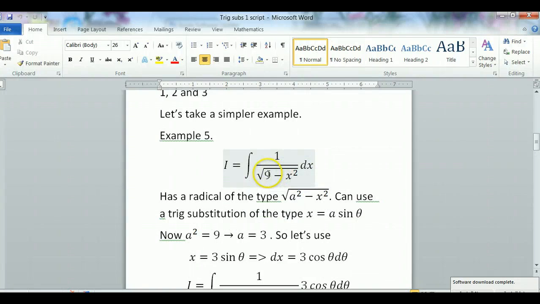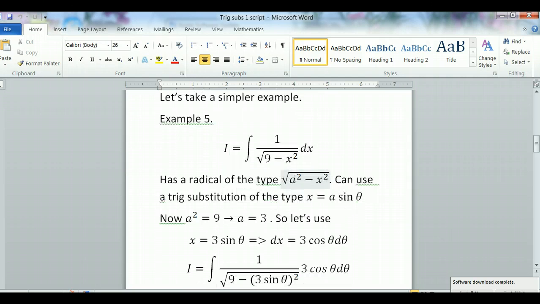Well, you can say that it is an integral of the type where you have a number minus an x squared. So we like to call that type a squared minus x squared, where a squared is the square of a number. Whenever you have a radical where you have a number minus x squared, the best bet is to use a trig substitution of the type x equals a sine theta.